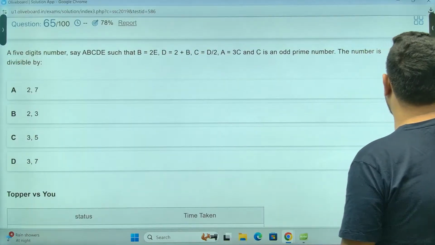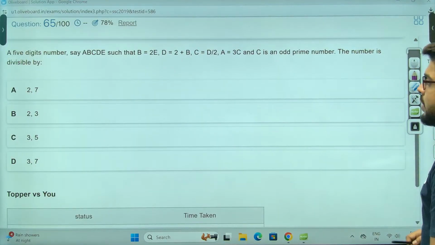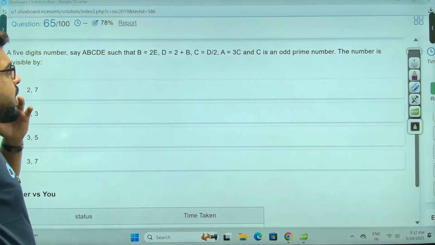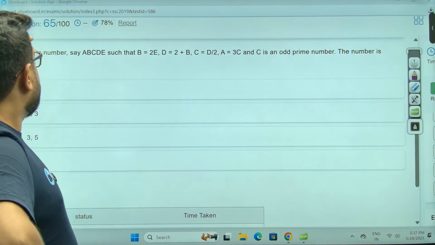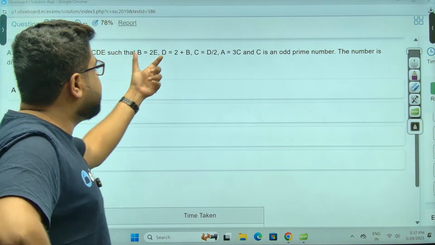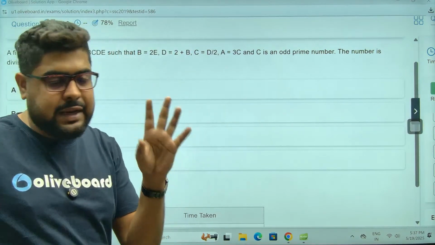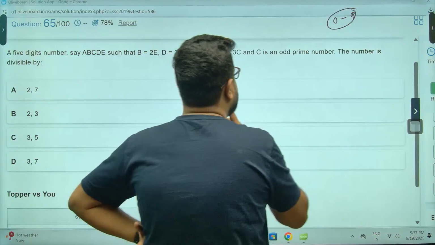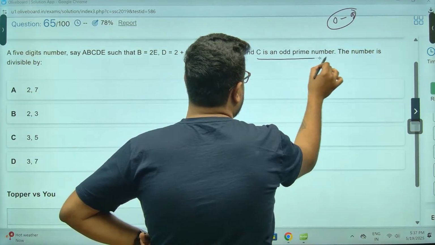Moving on. A 5-digit number A, B, C, D, E such that B is 2E. A 5-digit number, everything is a digit, meaning each has to be from 0 to 9, nothing more than that. C is an odd prime number.